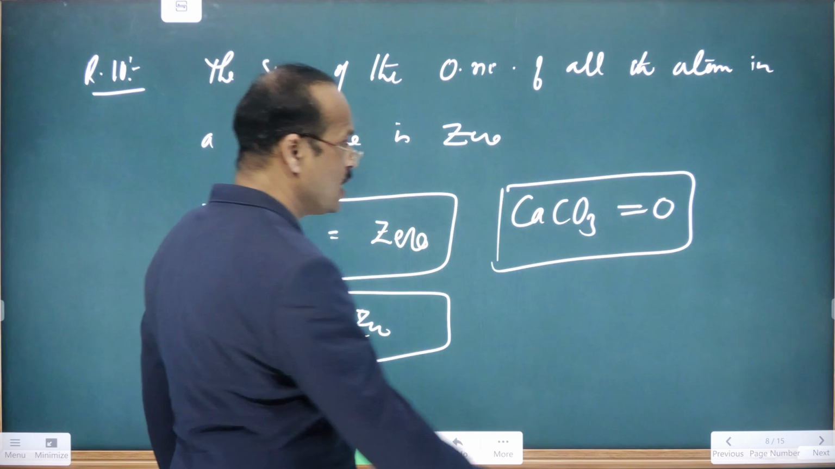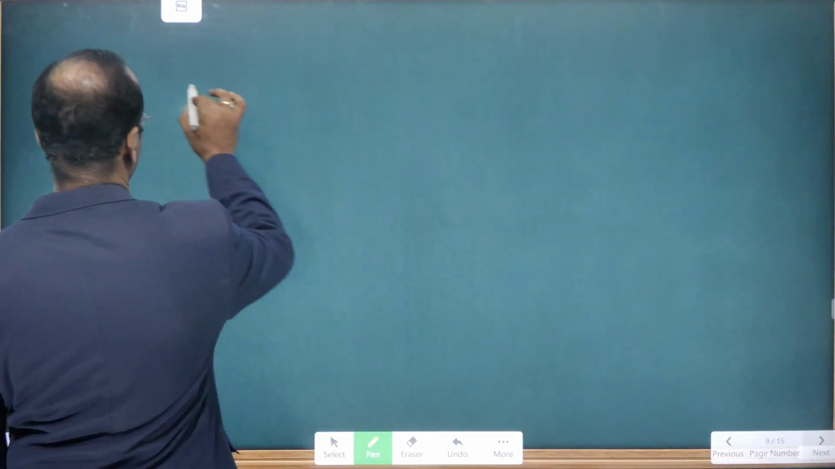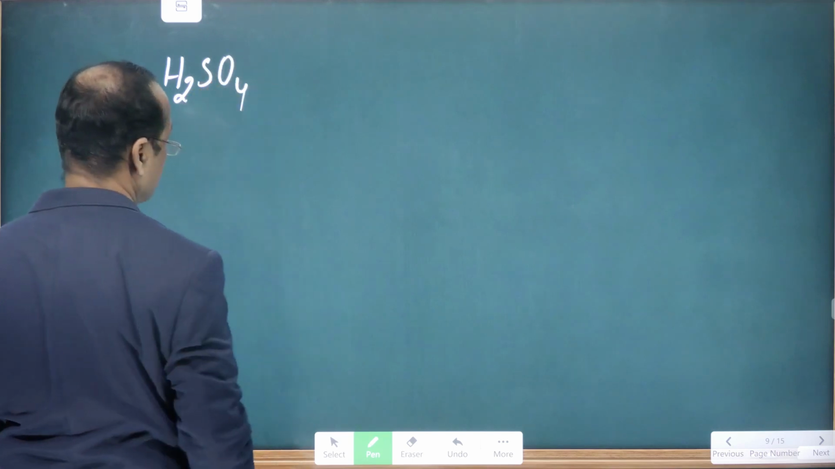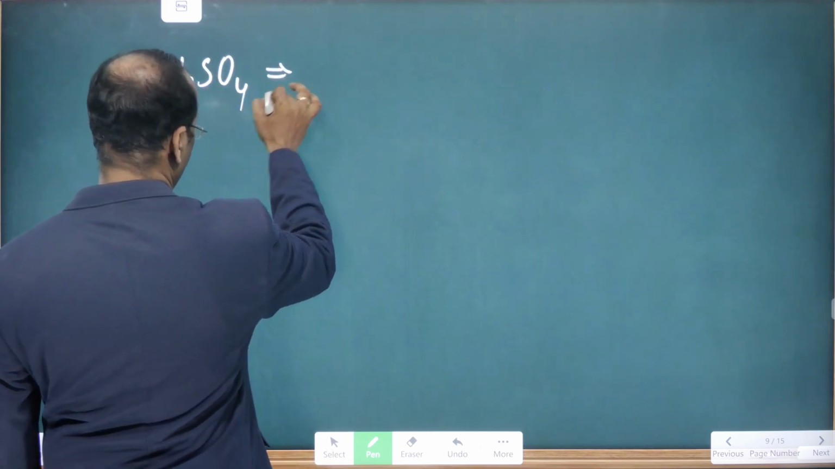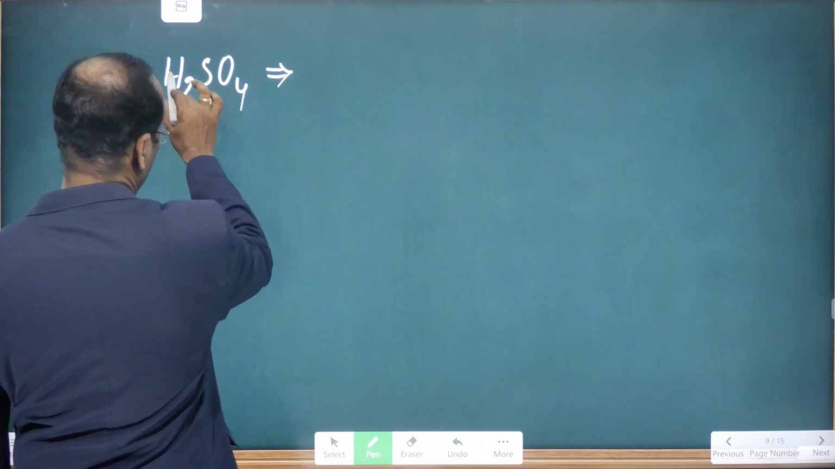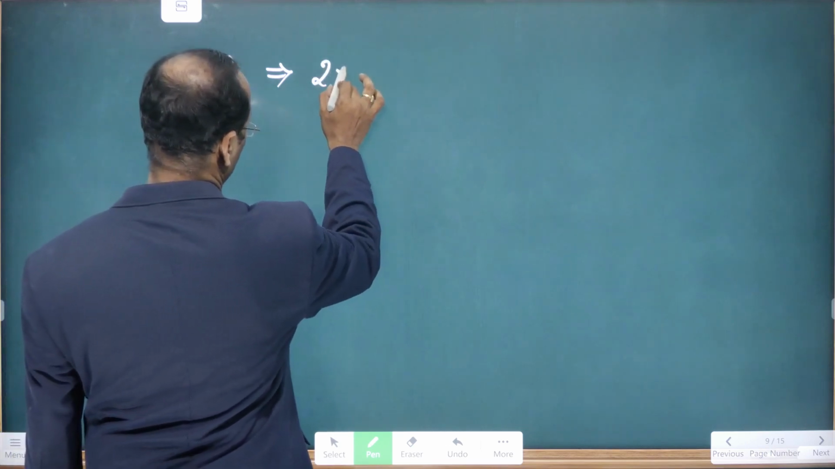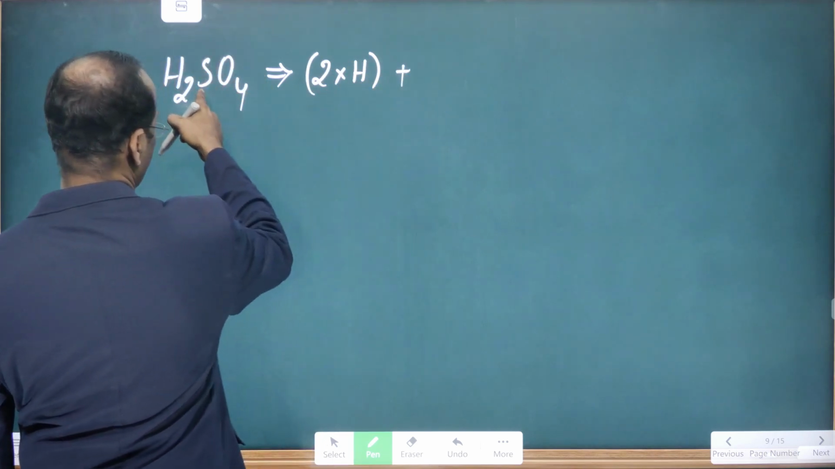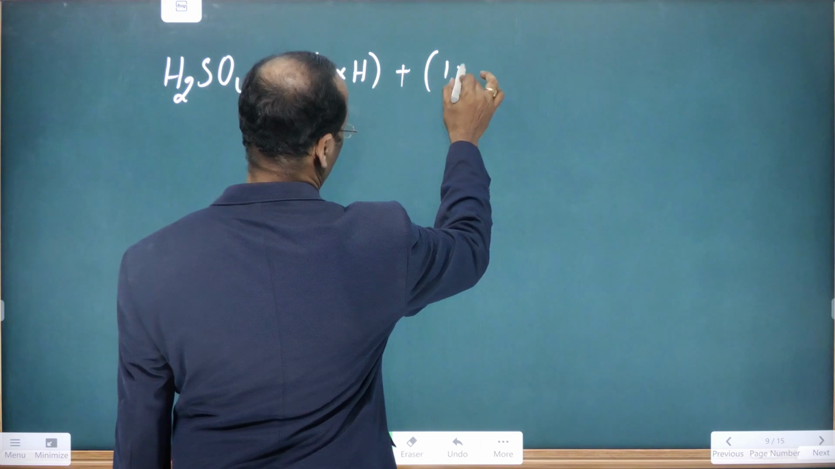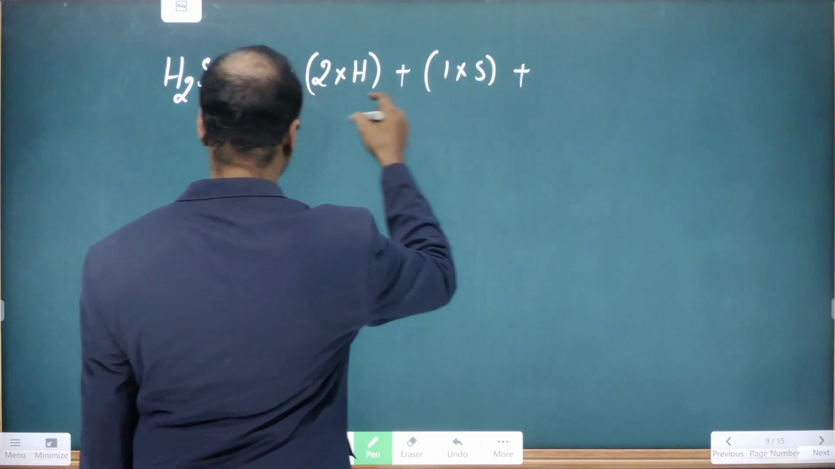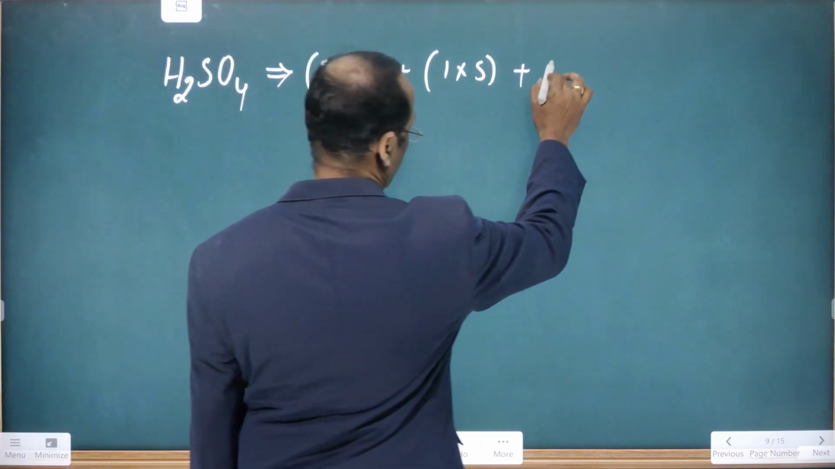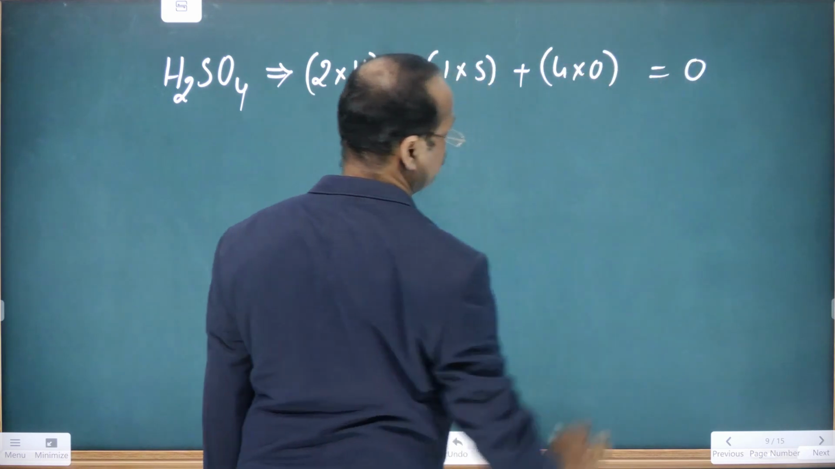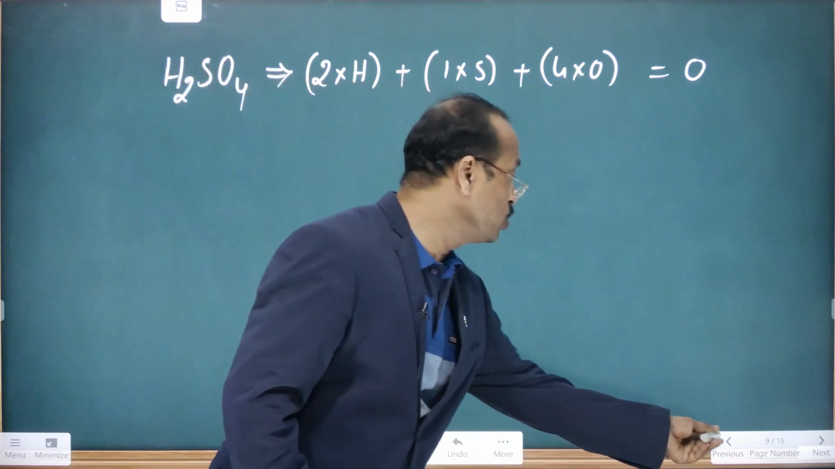How? I'll explain. Now see, I want to find the oxidation number of sulfur in H2SO4. So what do I do? Here, how many hydrogens are there? 2 hydrogens, so I write 2 into hydrogen. Now plus, how many sulfurs? 1 sulfur, so 1 into sulfur, plus how many oxygens? 4 oxygens, 4 into oxygen. So it is equal to 0, according to this rule.